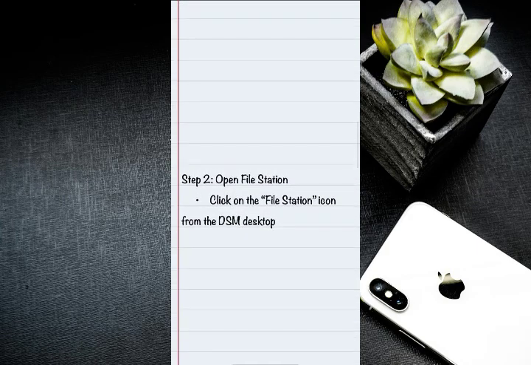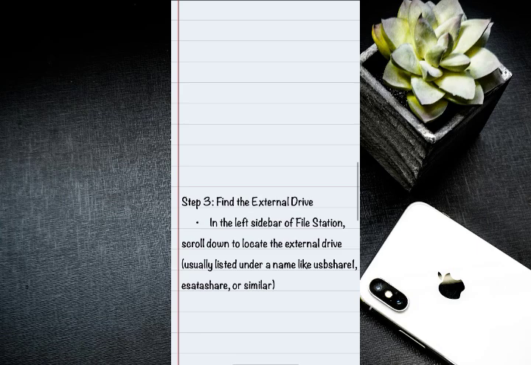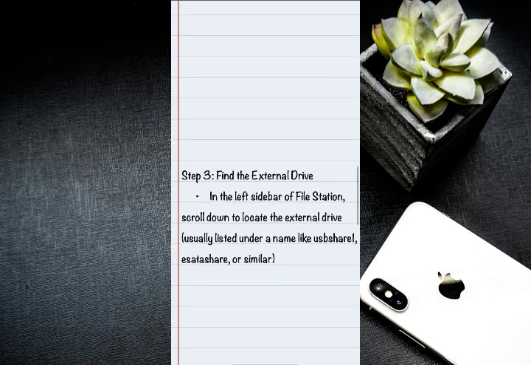Then from there on step 2, you have to open File Station. So to do this, click on the File Station icon from the DSM desktop. Then on step 3, you have to find the external drive. So in the left sidebar of File Station, scroll down to locate the external drive, usually listed under a name like USB Share or eSATA Share or similar.